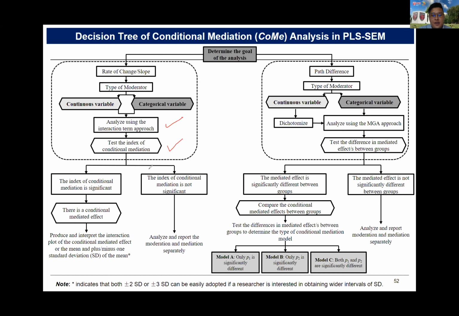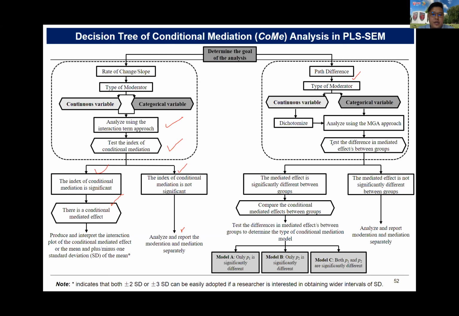To test this, if it's significant, we look into this branch. If it's significant, we can claim that there's a conditional mediated effect. Subsequently, the researcher can produce and interpret the interaction plot of the conditional mediated effect, or maybe look into the mean plus or minus 1 standard deviation. If the index of conditional mediation is not significant, we will advise the researcher to analyze and report the moderation and mediation separately.